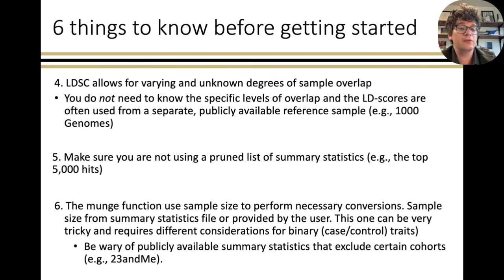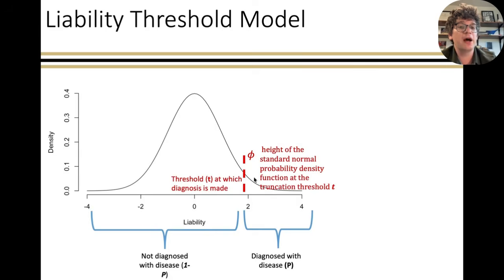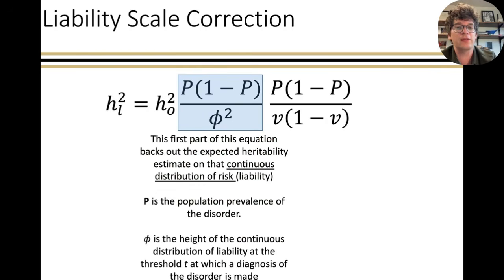The second point is that for binary traits, this sample size needs to reflect the sum of its effective sample size, which relates to this point about the liability scale correction that I want to take a moment to describe now. So here what I'm showing is the continuous distribution of risk that we know exists for any human complex trait, where for binary traits, we also know that we have arbitrarily created some cutoff on this liability distribution, where we say that despite the continuous risk, at this particular point is where we would diagnose someone with the disease. And so this threshold T has a certain height in that standard normal probability density function, which we can use to actually perform a correction that I show in the next slide here.